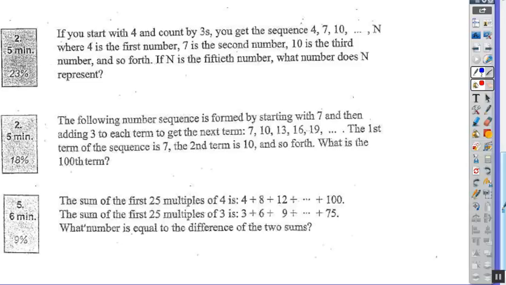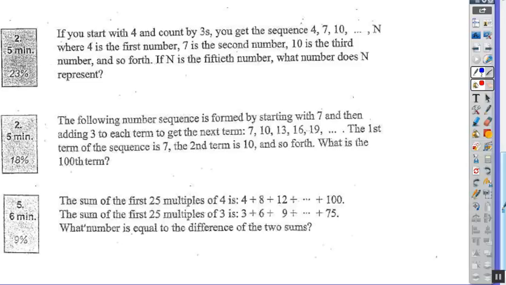Pause the video, do the problem, and restart the video as soon as you have an answer. Okay, if you have an answer, let's see if you did it right. If you start with 4 and count by 3s, you get this sequence, where 4 is the first number and 7 is the second number, and so on. If n is the 50th number, what is n?